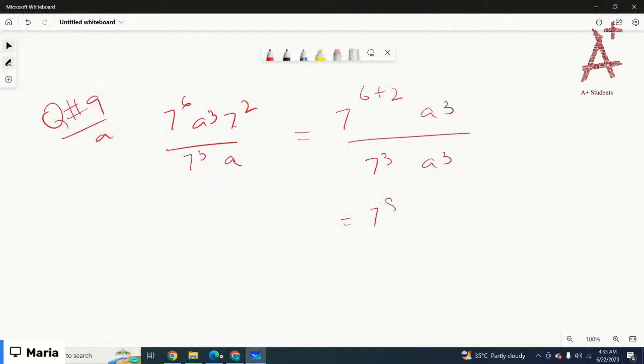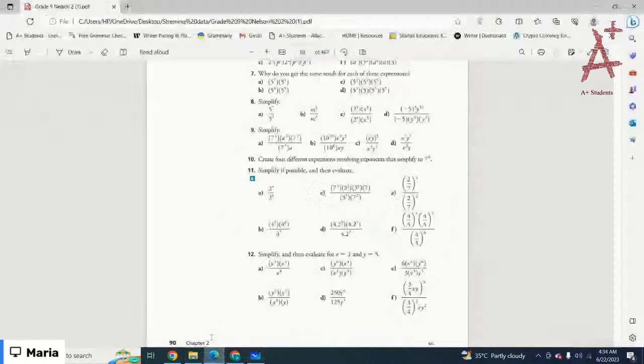It would be 7^8 over 7^3, and a^3 over a. Now they are dividing, so you have to subtract their exponents. Got it? These are the two principles I've explained. Now I'm going to apply them. 8 minus 3 is 5 and 3 minus 1 is 2. So it would be 7^5 and a^2. Got it? Basically on these questions you just have to apply the principles we just learned.